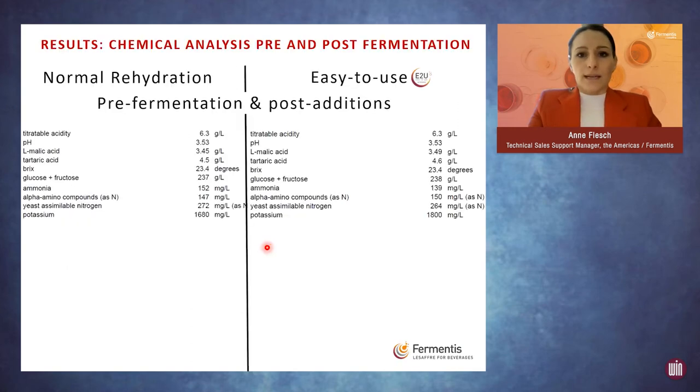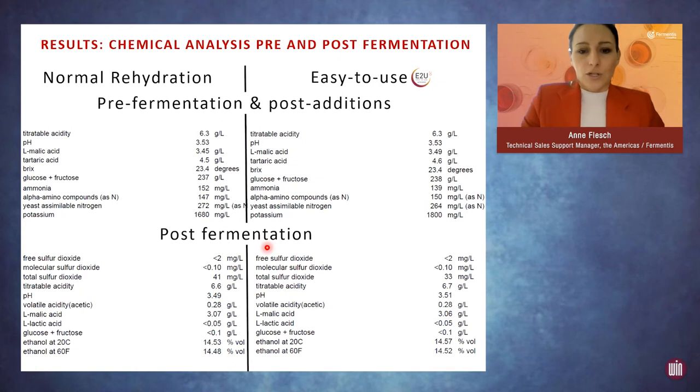So then here you can see we analyzed the must, the juice, and post-fermentation too. And I don't want to go into details, but really it's important to see these are wines with very, very similar profiles. Really we could assess between these two scenarios, the fermentation performances were very, very similar in terms of SO2 production, pH, volatile acidity, and so on.